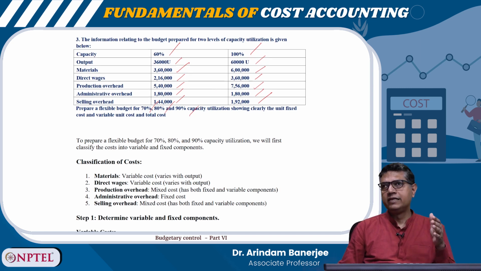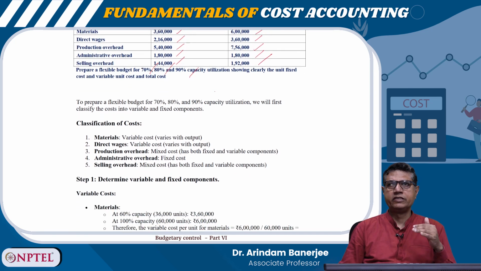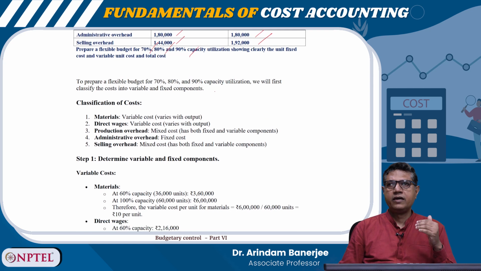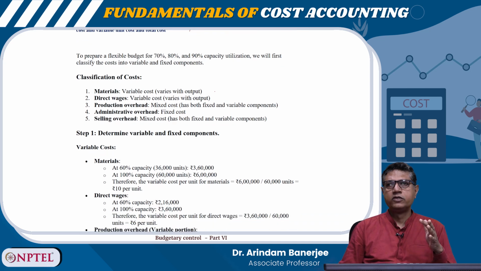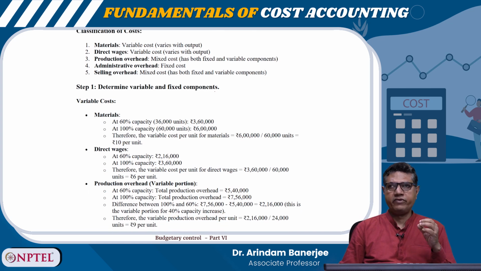So again, in this case also, we will classify the cost into variable, semi-variable and fixed. To prepare a flexible budget for 70%, 80% and 90% capacity utilization, we will first classify the cost into variable and fixed components, right? So here material, it is variable cost. Direct wages, variable cost. Production overhead, semi-variable. Administrative overhead, fixed cost. Selling overhead, semi-variable cost. So what is step 1? Step 1 is to determine the variable and fixed components.